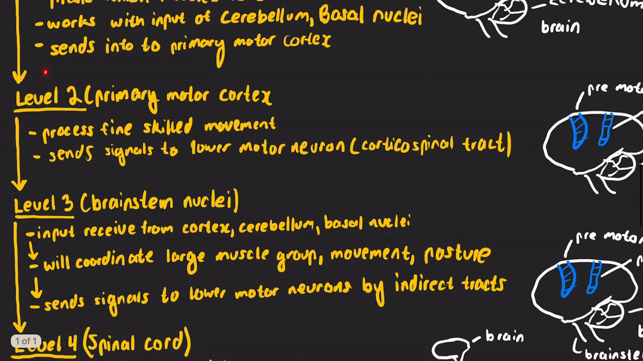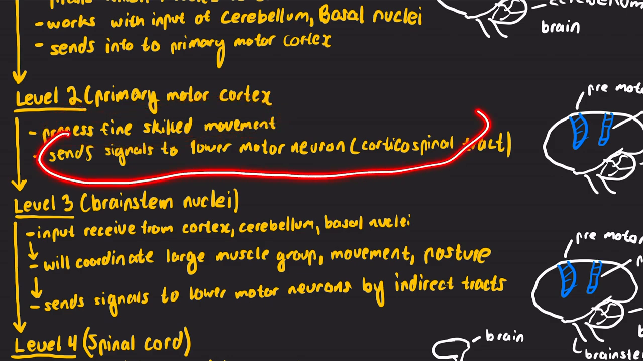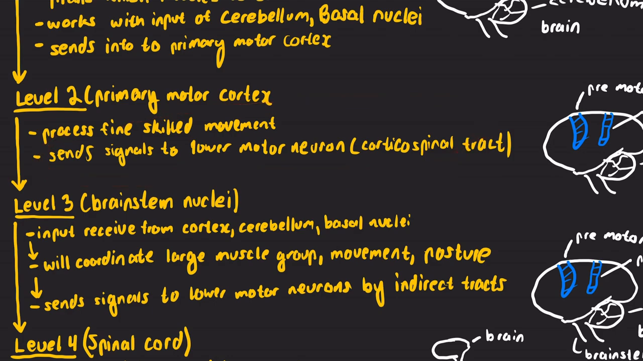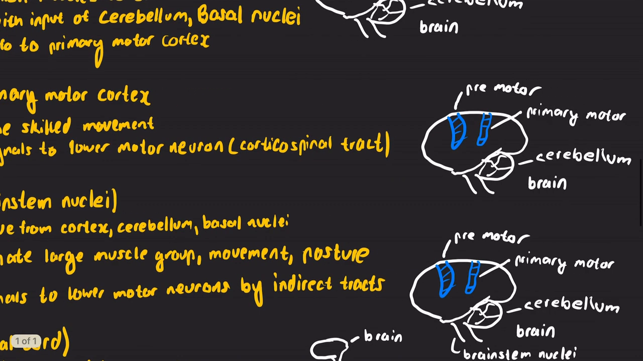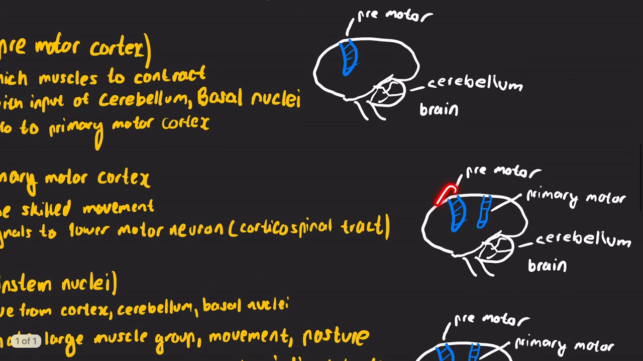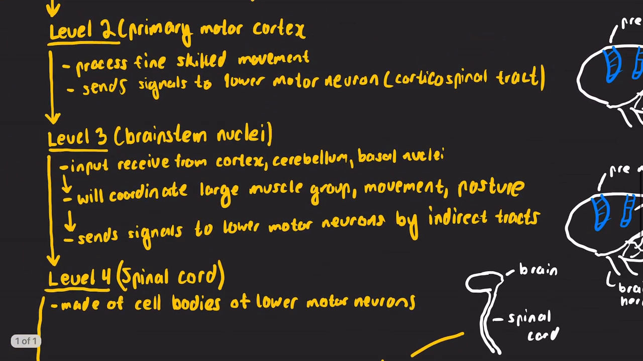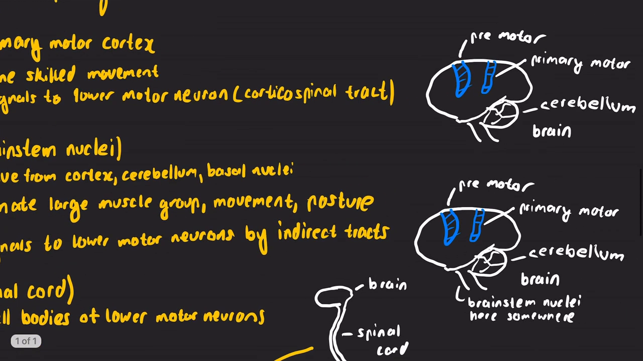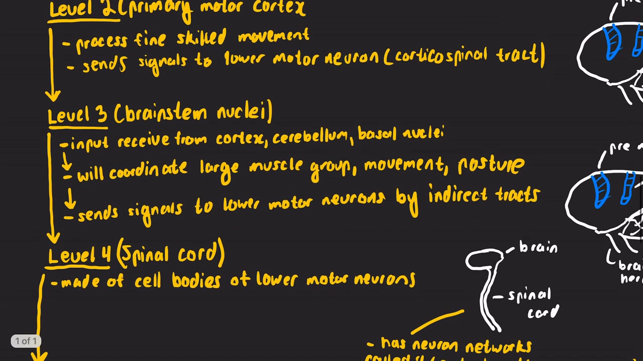When we then reach level 2, which is the primary motor cortex, this will help process any fine-scaled movements that we will do. This will then help send signals to the lower motor neurons, and it will send them by the corticospinal tract. So the premotor cortex was here, and it will then send here, which is the primary motor cortex. After it is sent onto the primary motor cortex, it will then send signals or synapses into level 3, which is the brainstem nuclei.